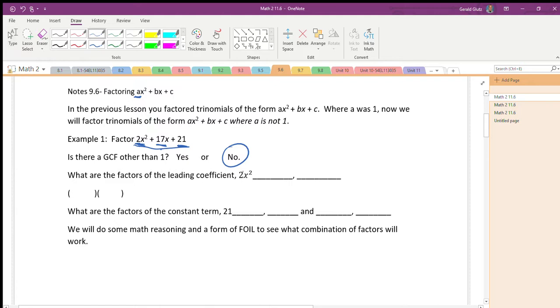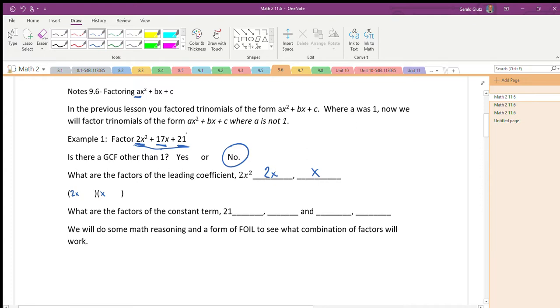Next, I'm going to need to know how to factor 2x squared. So what two things can I multiply together to equal 2x squared? If I multiply 2x times 1x, or 2x times x, that will equal 2x squared. So I know when I have my answer, the two first terms in each set of the parentheses will be 2x and x.